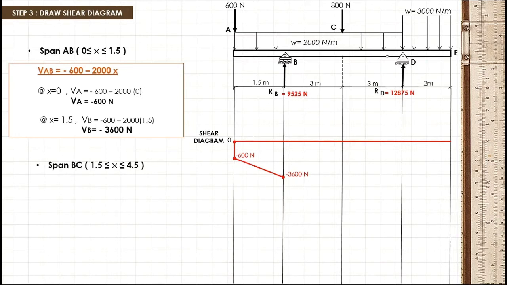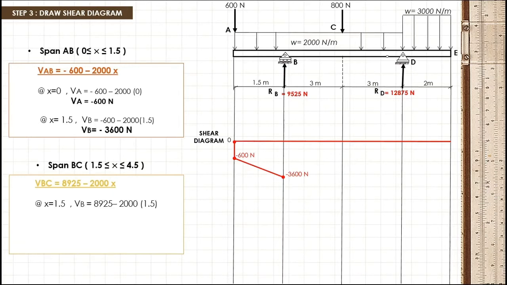Now with span BC, we will be now using the equation shear at BC is equal to 8,925 minus 2,000 multiplied by x. At point B, where x is equal to 1.5, by substituting it to this equation, we got 5,925 Newton as the shear at point B. Since we got a positive value, we will be putting it above our reference line.